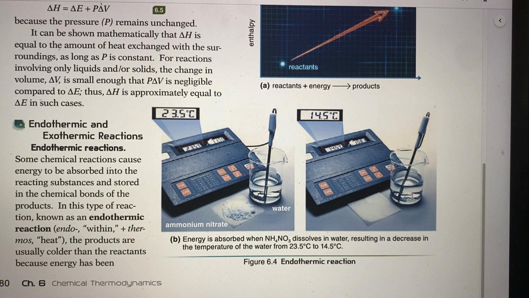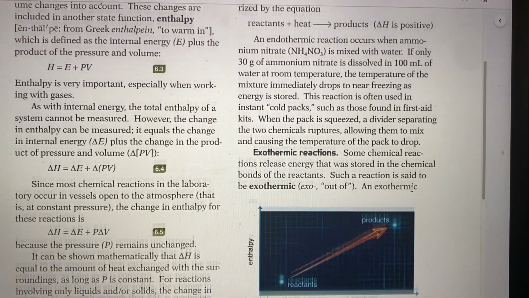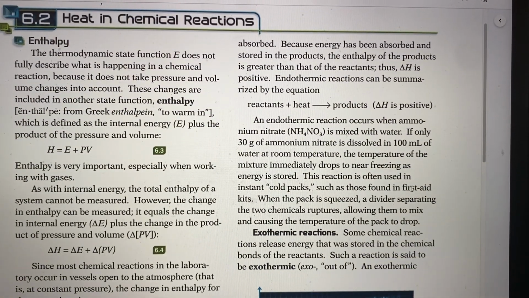So you'll have an equation that says reactants plus heat equals products. Right here it is. You're going to have this equation, reactants plus heat, because you're putting heat into the reactants, and this is going to produce a product, and it's going to be positive. It's going to be cold because it's taking in this heat on this side. One of the examples it goes over is if you take ammonium nitrate and mix it with water.